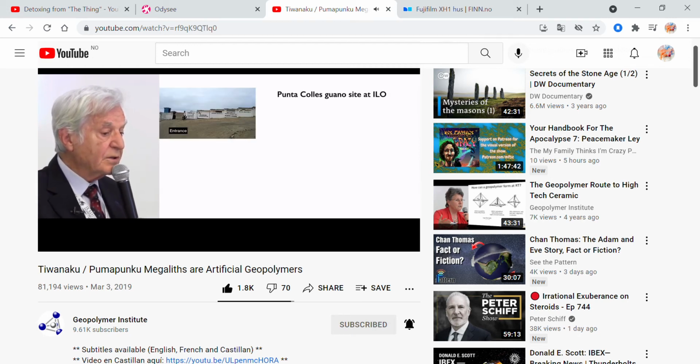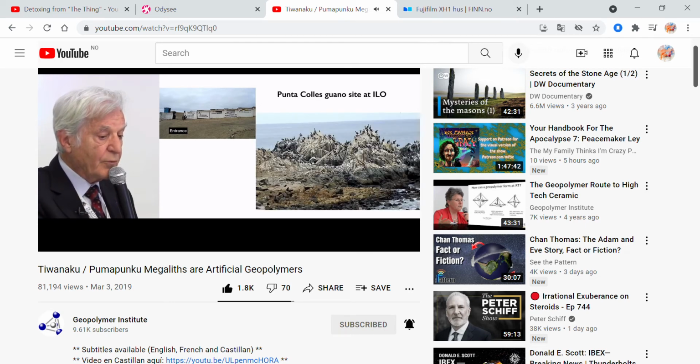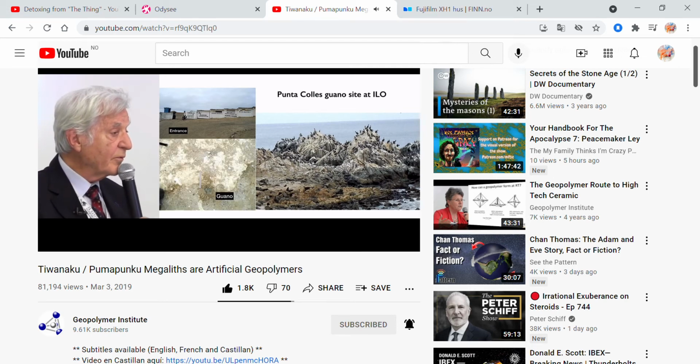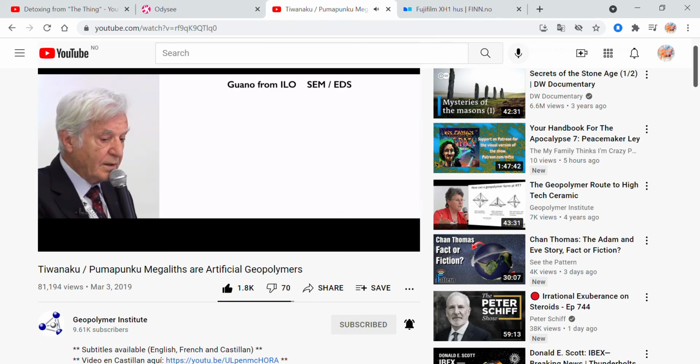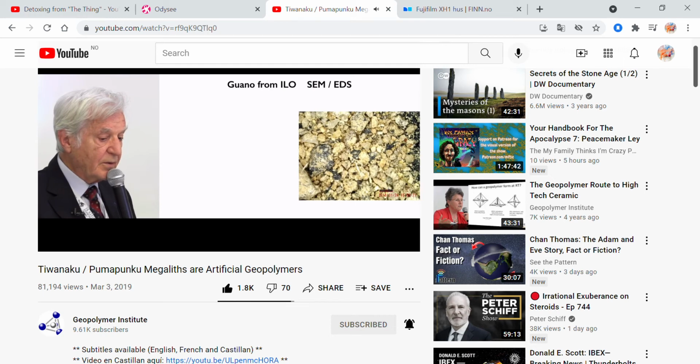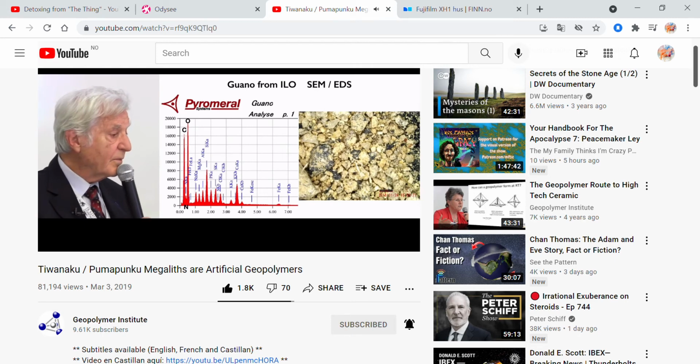So we visited the Ilo site, the Punta Coles guano site. This is a natural reserve. We have the birds making their guano, and we took a sample of the guano. Under the optical microscope, this is how it looked. This is a 1 millimeter scale. And under the electronic microscope and the analysis, this is what it looks like. Carbon, nitrogen, and the rest.